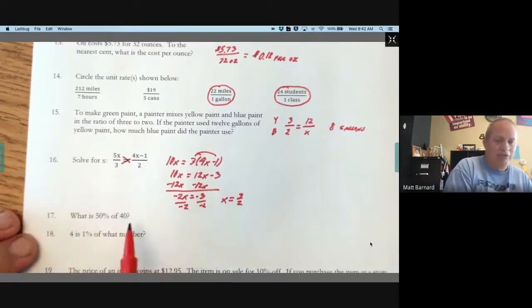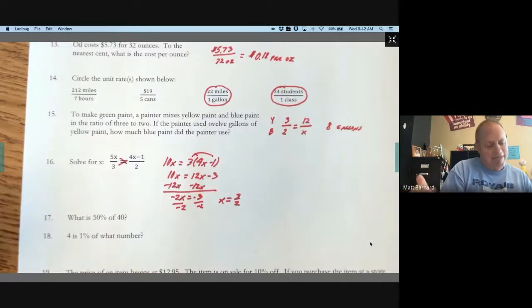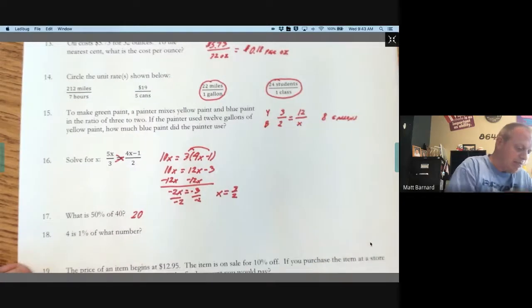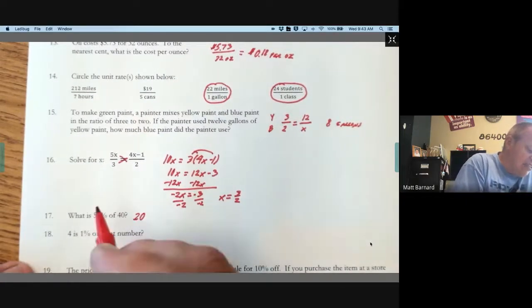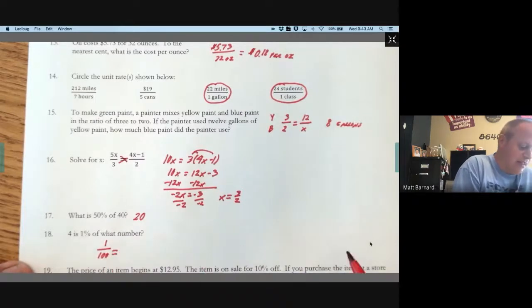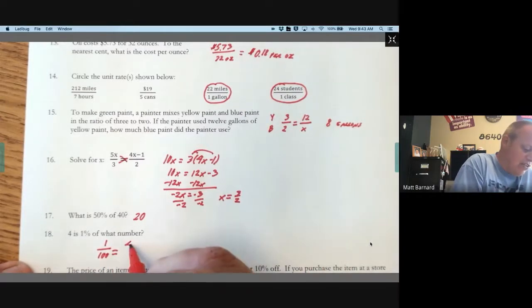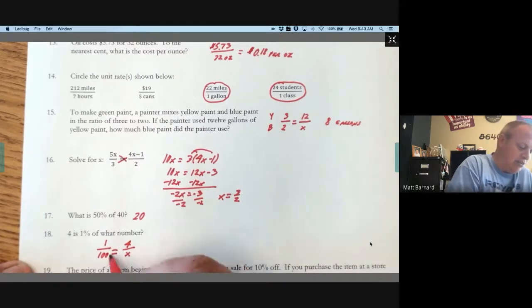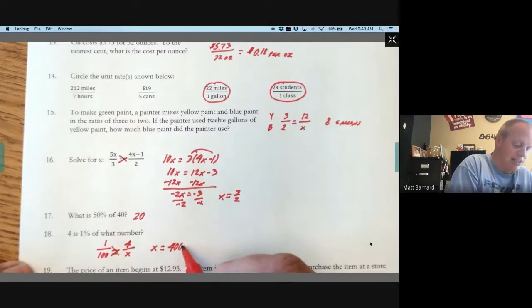What is 50% of 40? I don't need any work for that. I can write a proportion, which I'll do on 18, but half of 40 is 20. Done. 18. 4 is 1%. 1/100. That's how we write 1%. And it's 4 is, so 4 is the part, x is the whole. I could cross multiply this, so 1x, that was easy, that's x. And 4 times 100, that's 400. I'm done just like that.